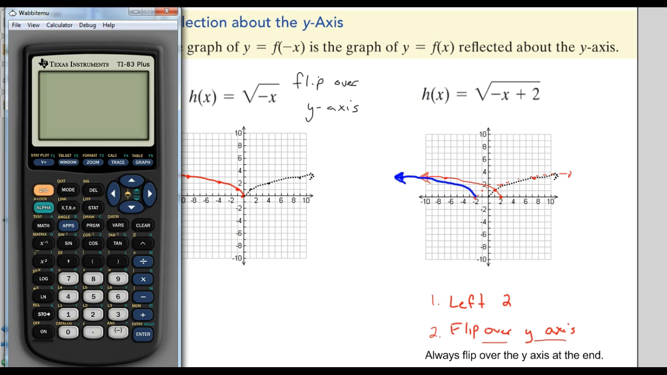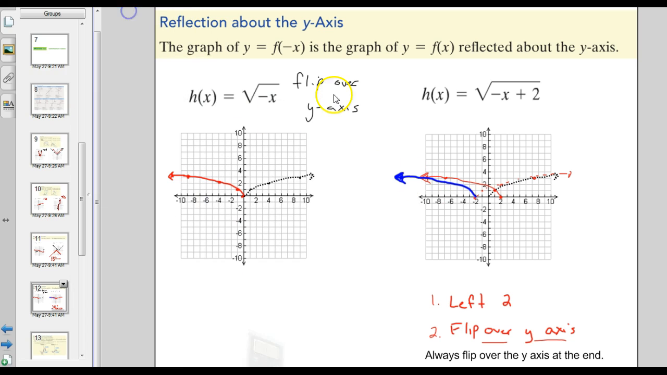Which one is right? Remember, your calculator is just plugging in x values from left to right and plotting the y coordinate that goes with it. So if I did the square root of negative x plus 2 and close the parentheses, this is the one that it gives me. Notice it's the one that goes across the y-axis. So this blue one is actually wrong, but that's what you would get if you tried to do the order of operations as they happen to the x.